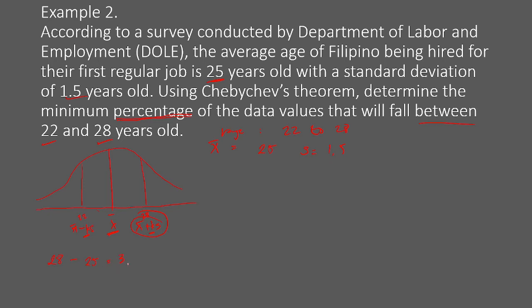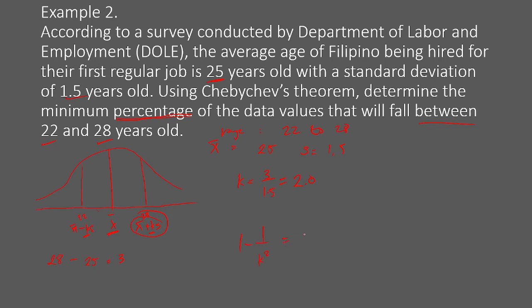And since 3 is just the distance, all we need to do here is just get the value of K, which is actually equal to the difference, which is 3, over our standard deviation, which is 1.5. And this will be actually equal to 2. And for now, since we have here a value of 2, ang pwede na natin gawin ay kunin na natin yung percentage using Chebyshev's theorem, wherein we will have here 1 minus 1 over k squared, where we just need to substitute that value of 2 to that k.